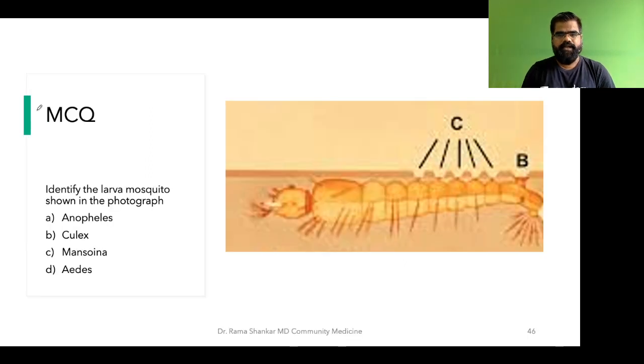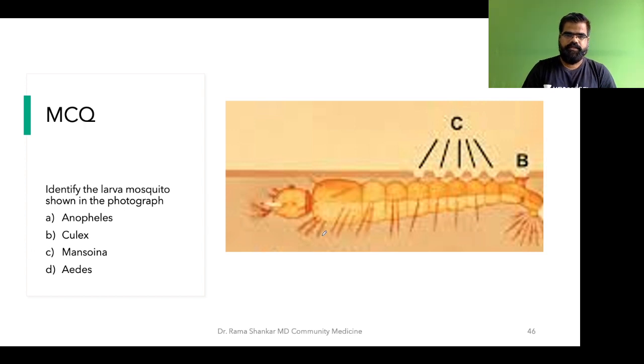Great. Now, identify this. Identify the larva of the mosquito shown here in the photograph. Is it Anopheles? Is it Culex? Is it Mansonia? Is it Aedes? What do you think?